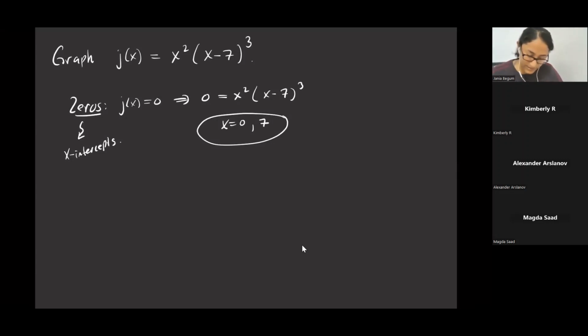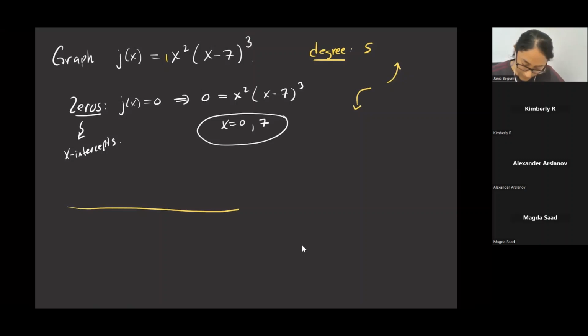Now let's take a look at the degree first. What's the degree of this polynomial? The 2. Well, this one and this one, right? You have to add them up. 5. So it's an odd power, right? And the leading coefficient is also positive. So that means it's going to behave like the usual x cubed, like that. That's the end behavior.